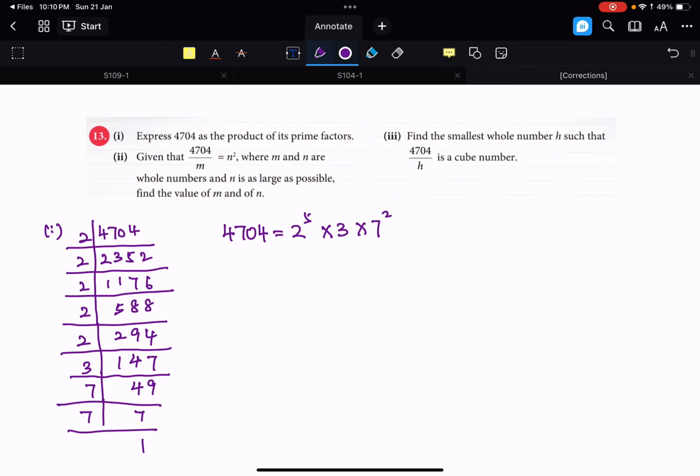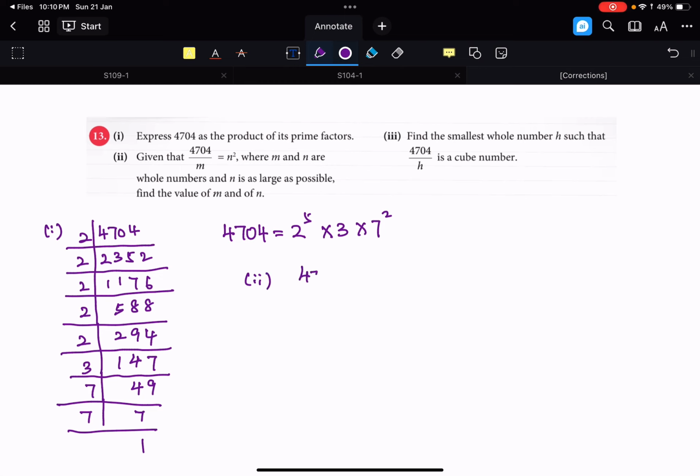The second part of the question, they tell us that 4704 over m equals n squared, where m and n are whole numbers, right? And n is as large as possible. So how do we do this? Well, 4704 over m. Let me label it properly. Let's go back a little, right? Let's label part 2 properly.